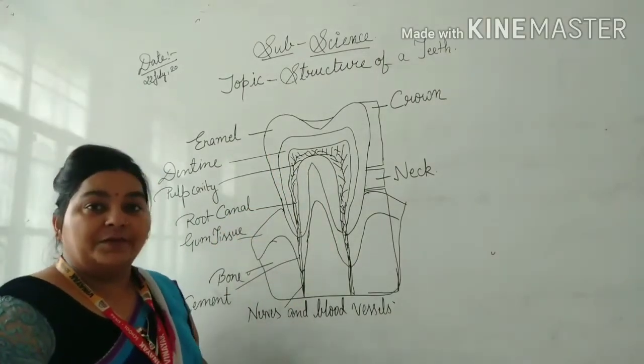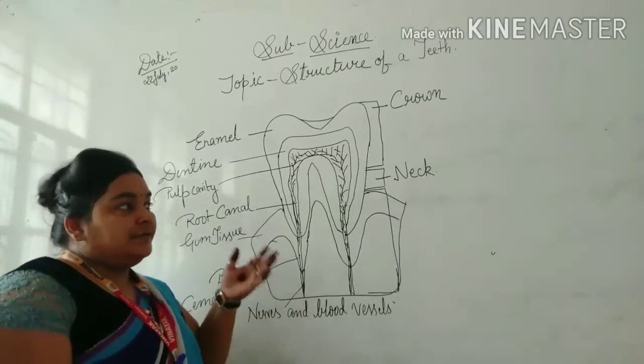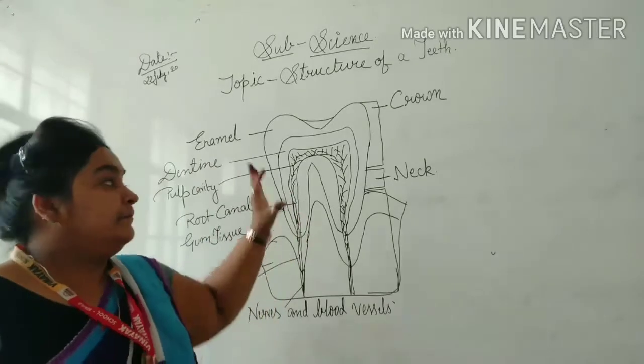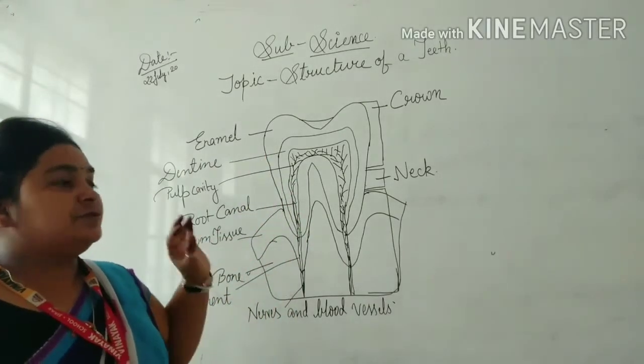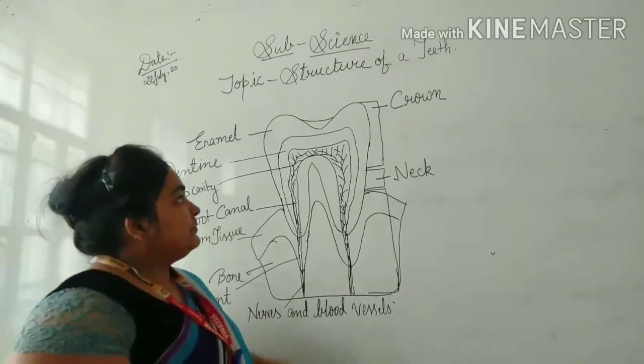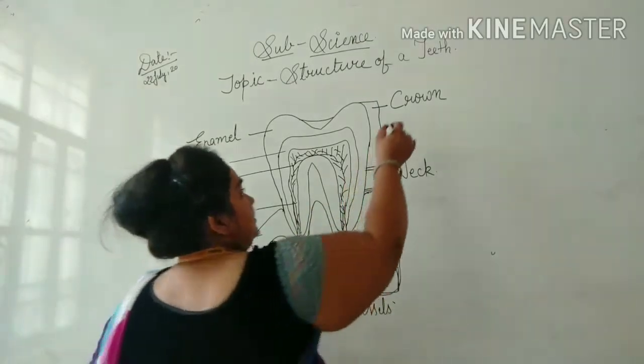Structure of a tooth. Clear? Yesterday we saw the different kinds of teeth, but how a tooth looks is what we are going to see here, and we are going to study the functions of each part. Clear? See, this is the crown.